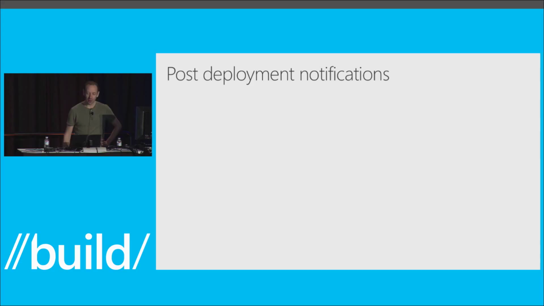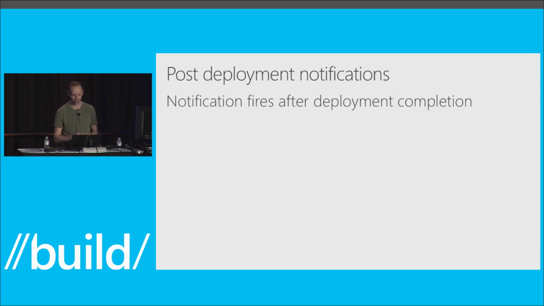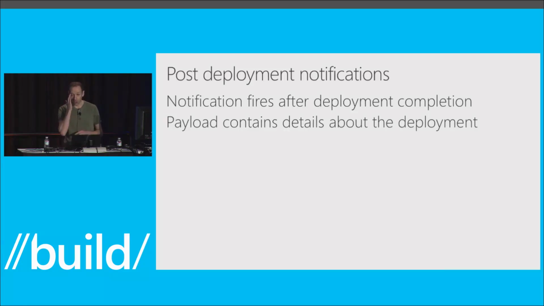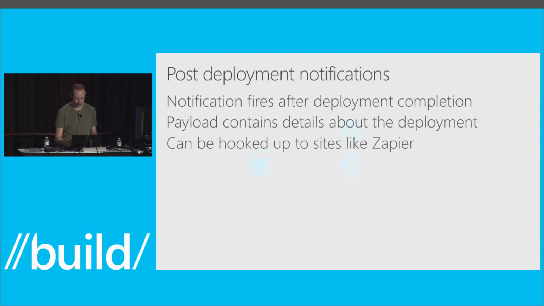The next thing I want to discuss is a concept of post-deployment notification. And the idea is a deployment happens within your Azure site, and you want to tell the outside world about it. And it could be anywhere from your own server that takes the notification. And the payload of that notification gives you all the details about that commit. And that can actually be hooked up to an external site like Zapier, which I will show you next.